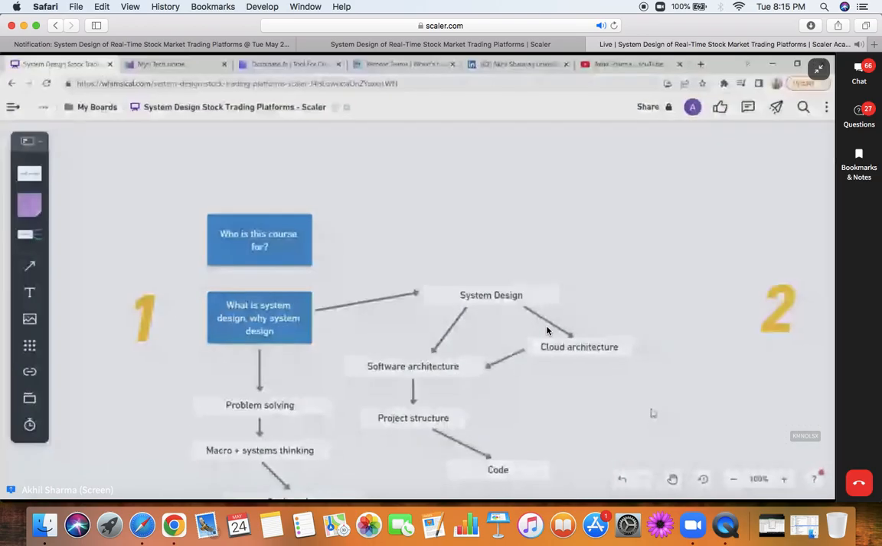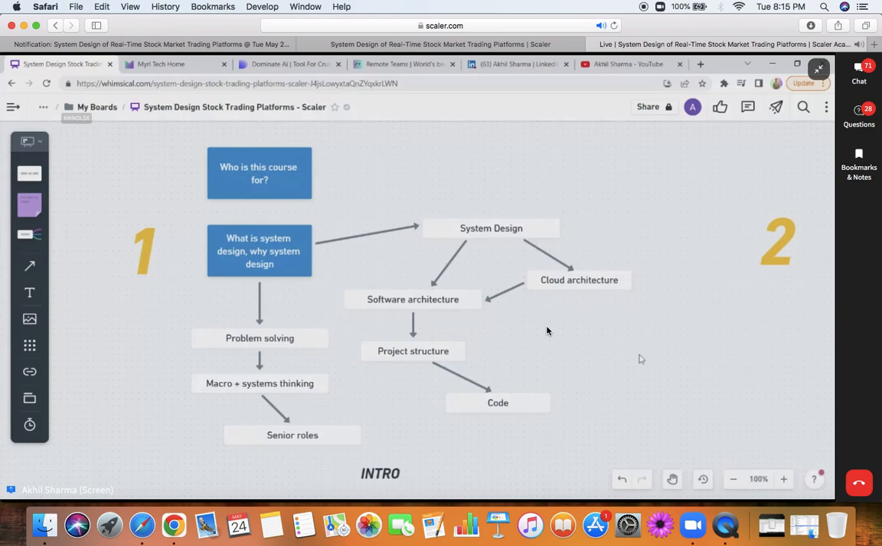Now let me see what's happening in the chat and whether all of you are able to see it. All right, I think chat seems okay. Okay, coming back to the board.